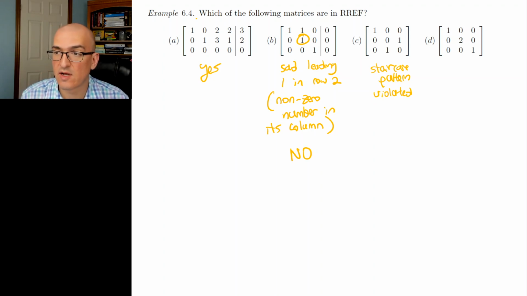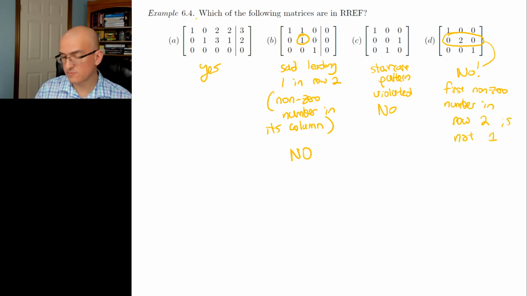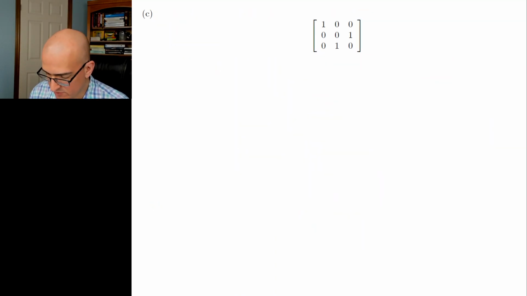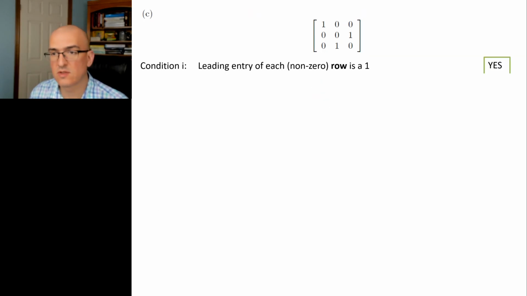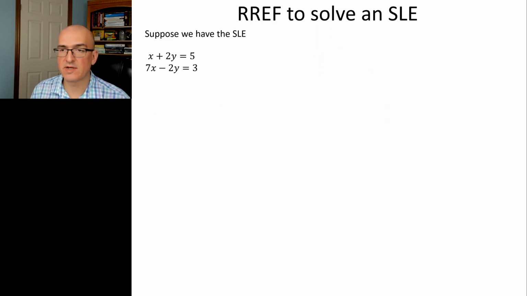Look at the criteria. We have a row whose first non-zero number is not a 1. The first non-zero number in row 2 is not 1. So let's just go through a little bit more detail for each of those. I'm not going to read it. I just said all of this. A little bit cleaner, a little bit neater.